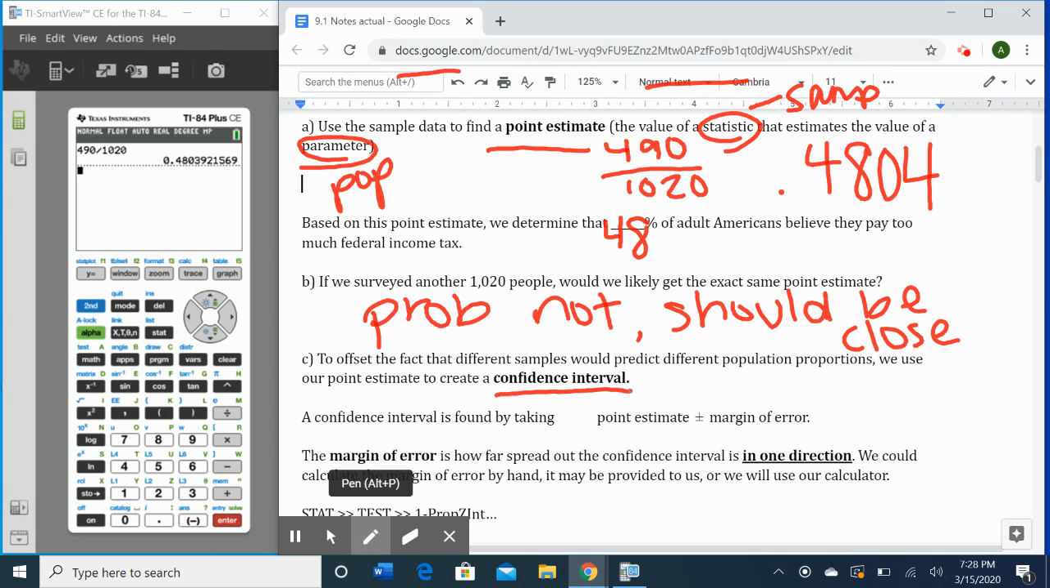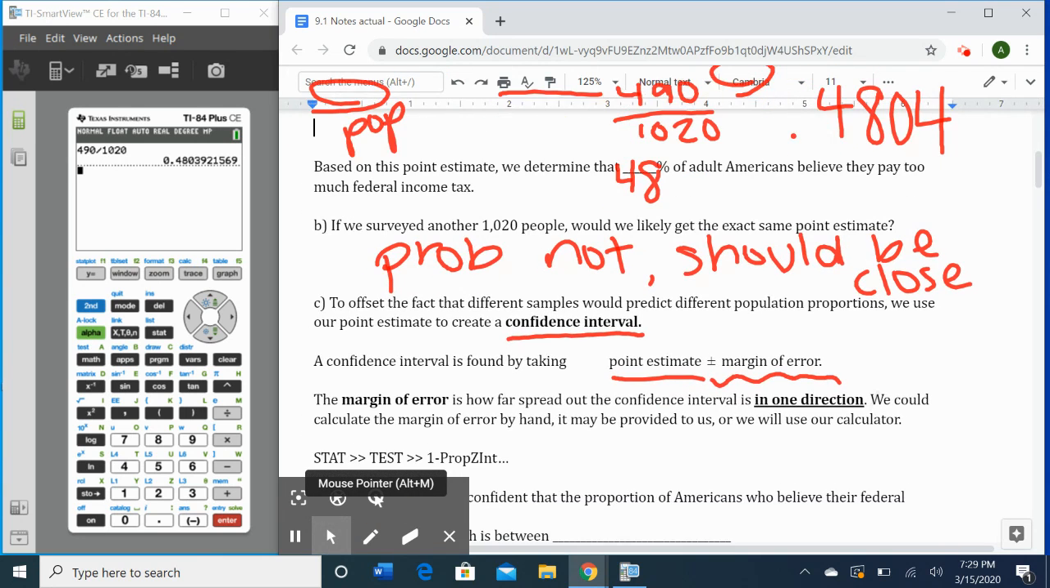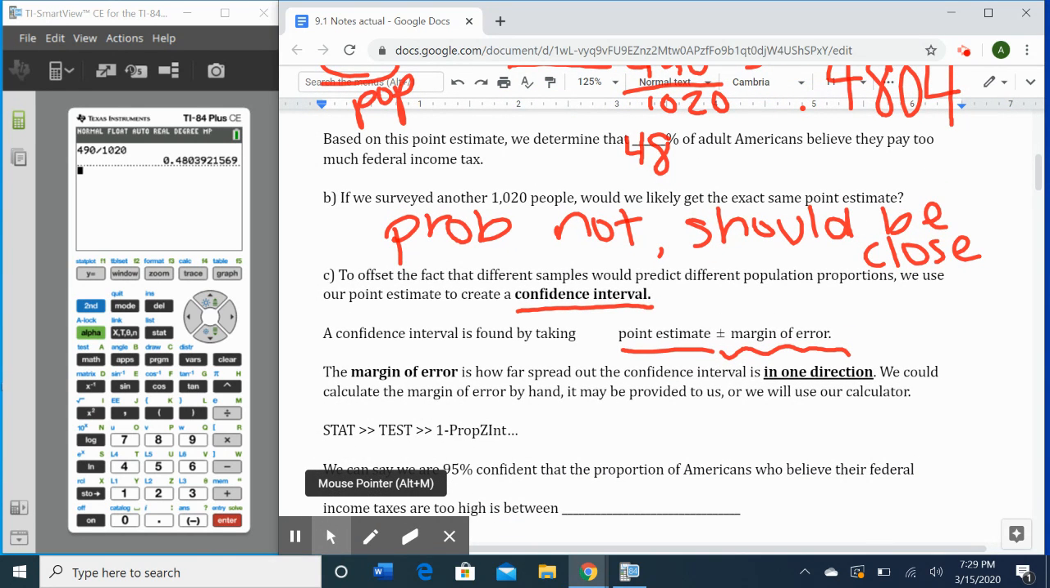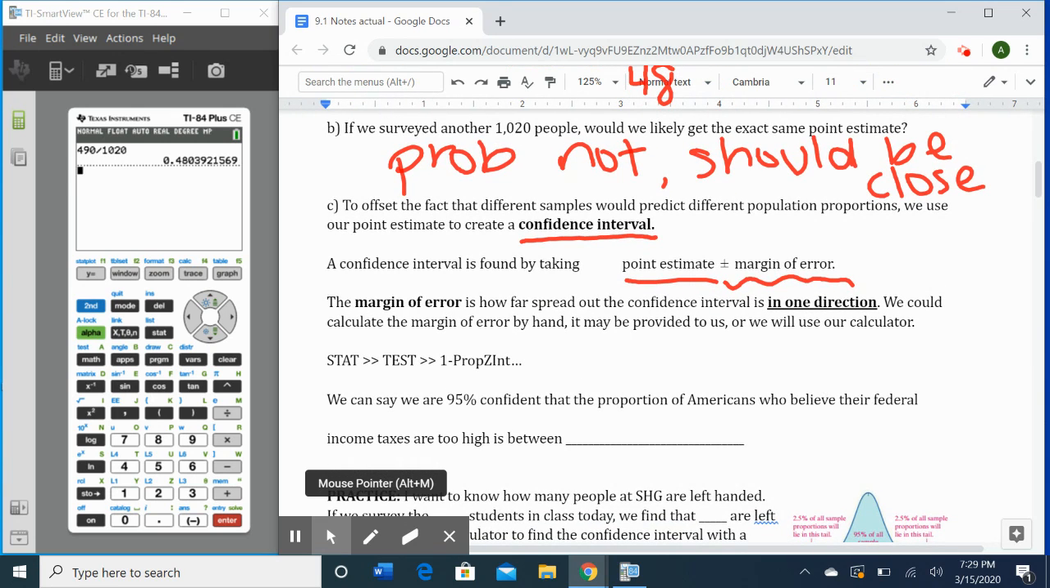So the confidence interval means that I'm not going to get this exact number as the population proportion. I'm going to get a point estimate, and I'm going to add or subtract a margin of error. The margin of error is how far spread out the confidence interval is in one direction. We can calculate the margin of error by hand. Your book goes into that a lot, so feel free to look at that if you're bored this week. It might be provided to us, or we'll use our calculator, and I'll show you those buttons in a second.